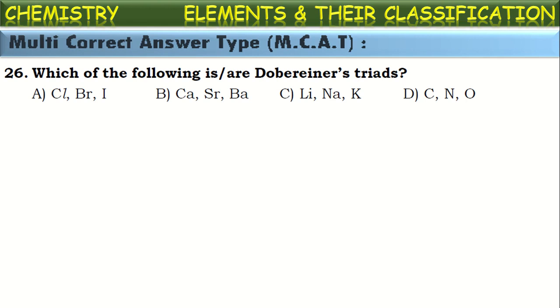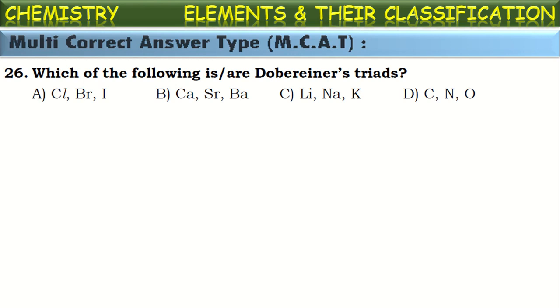Which of the following are Dobereiner's triads? What are Dobereiner's triads? Dobereiner classified three elements as a set which have similar chemical properties, and he arranged those three elements in the increasing order of their atomic masses, and then he observed the atomic mass of the middle element is equal to the arithmetic mean of the atomic masses of the first and third element. In such a way, he arranged three elements as one set, and he called those elements a triad. So in honor of his name, they are called Dobereiner's triads.